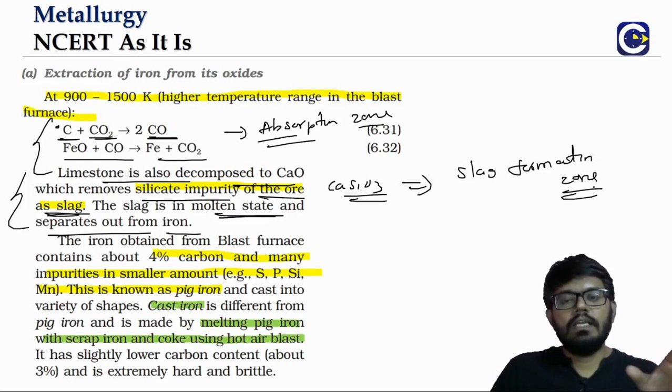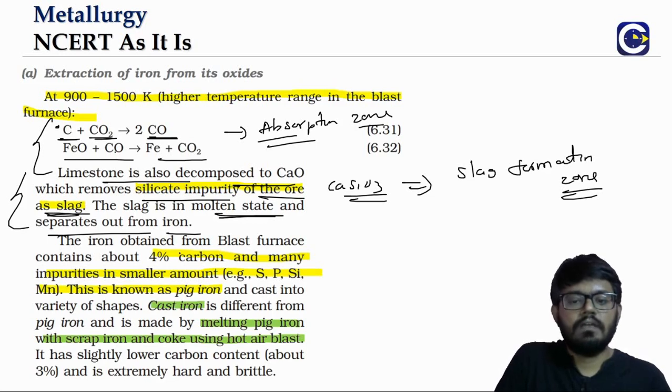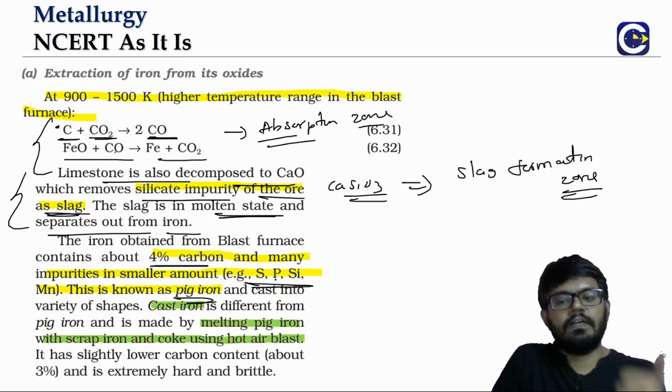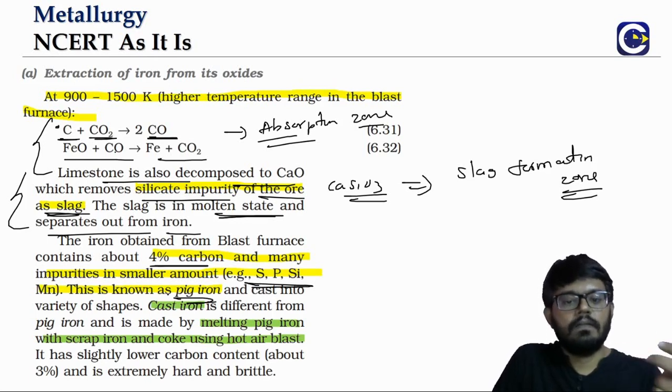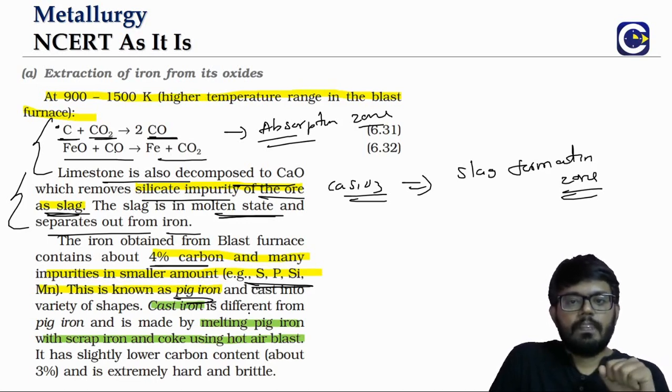Now when you look at the iron that we are getting from the blast furnace, right, it has got impurities. Like, we have carbon, which is up to 4%. So what do we call it as? We will call it as pig iron. Along with that, we also have sulfur, phosphorus, silica, and then manganese. Now this pig iron, right, the amount of carbon can be reduced. How can it be reduced?